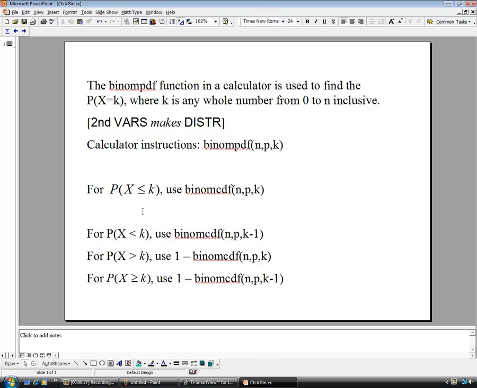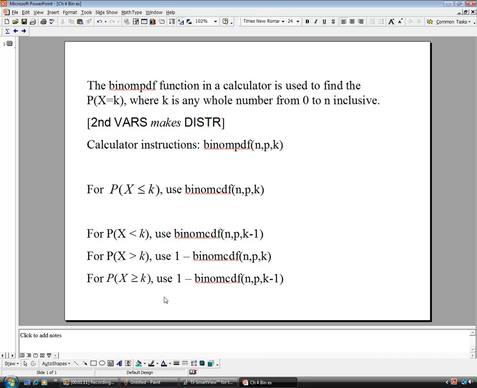Now, the other three possibilities are a strictly less than, a strictly greater than, or a greater than or equal to. In each of these cases, we're going to use a binom CDF function, but we're going to have to manipulate what we do. Strictly less than a value means that we look at every whole number directly below that value. So it's essentially the CDF of one number lower, which is why we take k and subtract 1 from it. Otherwise, these two are essentially the same.